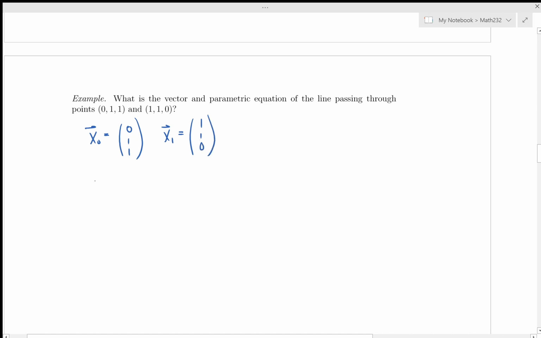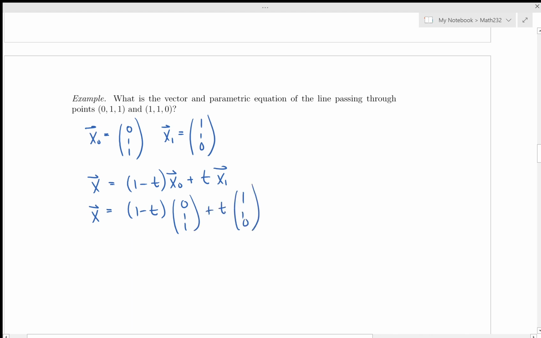So the vector equation of the line passing through these 2 points in 3 dimensions looks like this: (1 minus t) times x naught plus t times x1. Let's put the numbers in for this example. 1 minus t, and what is x naught? X naught is 0, 1, 1, and then t times x1, 1, 1, 0. There we go. That's the vector equation of the line through 0, 1, 1 and 1, 1, 0.